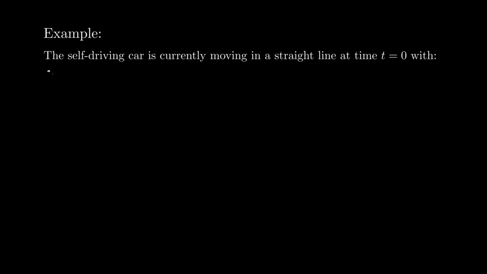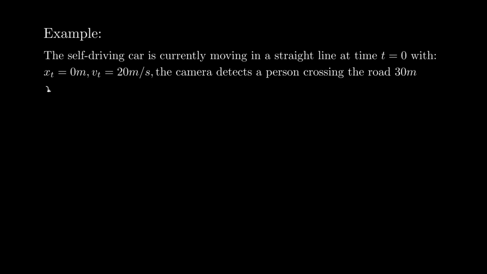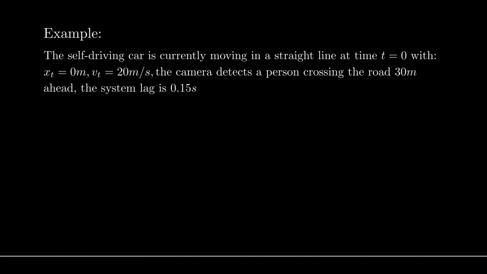Take an example. The self-driving car is currently moving in a straight line at time equals 0 with x1 equals 0 meters, v1 equals 20 meters per second. The camera detects a person crossing the road 30 meters ahead. The system lag is 0.15 seconds.